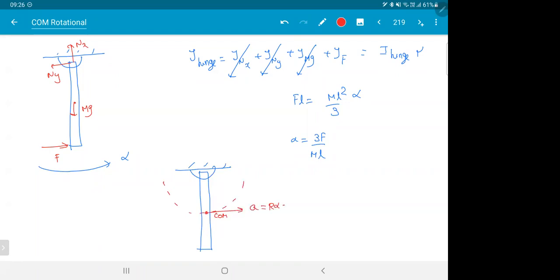R alpha. What is R? L by 2, because this is the L by 2 radius of the circle. So L alpha by 2 will give you 3F by 2m. That's the acceleration of center of mass. So find alpha, then the center is going in a circle, so r alpha. R is L by 2. Put it down.